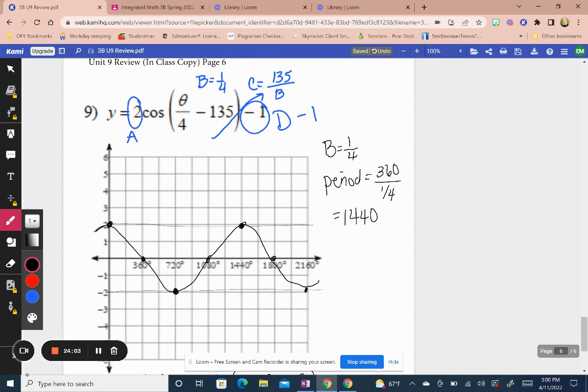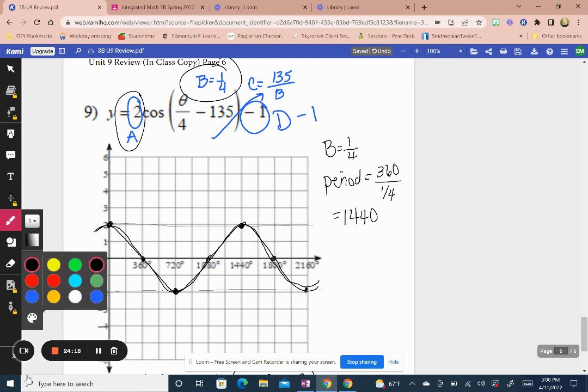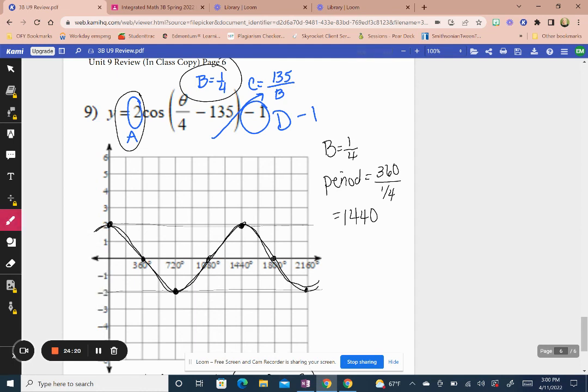Okay, let's take a look. So we've done our A and our B. We've graphed it with our period and our amplitude. Now we're going to graph it with our horizontal shift. So C is equal to 135 divided by 1/4. We said up here that we have to divide out our B in order to get our C. So 135 divided by 0.25 is going to give me 540.